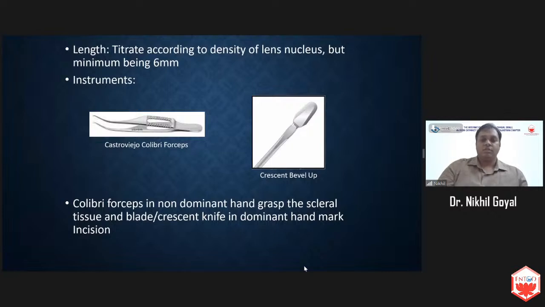After this, the length of the incision has to be titrated according to the density of the lens nucleus. The harder the nucleus, the larger the size, but it has to be at least 6 mm so that we can insert an IOL easily. The instruments used for creating the incision and the tunnel are the Colibri forceps and the crescent or the surgical knife.